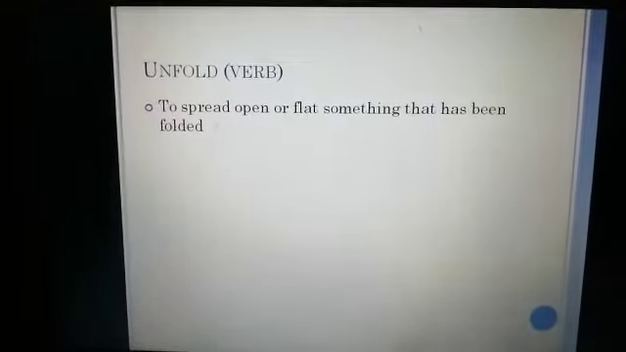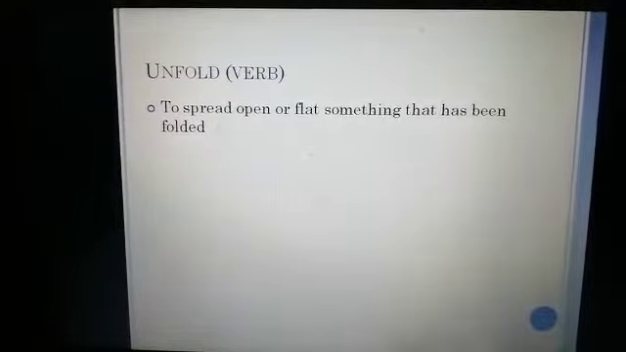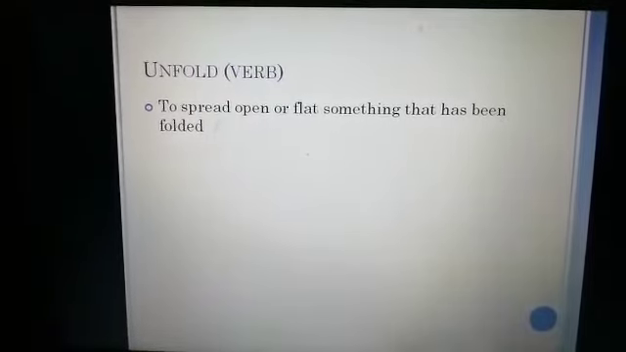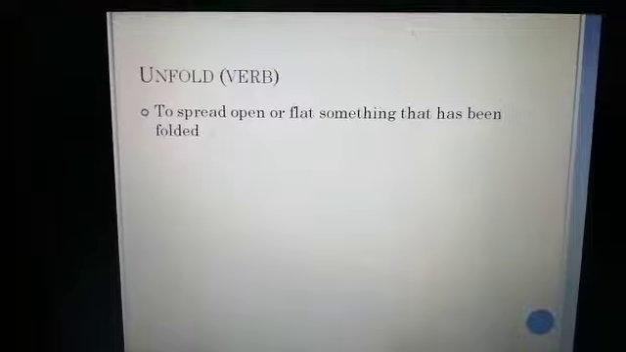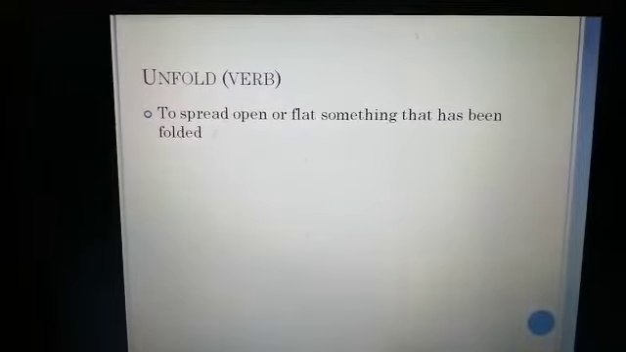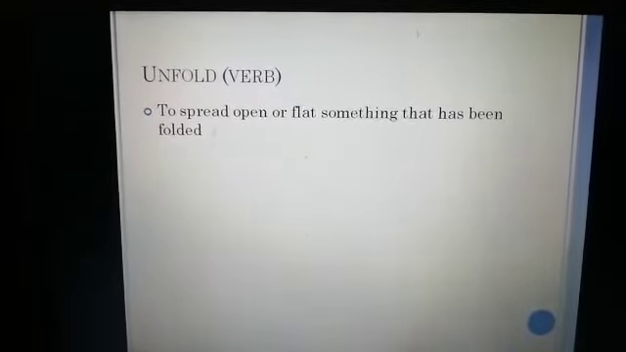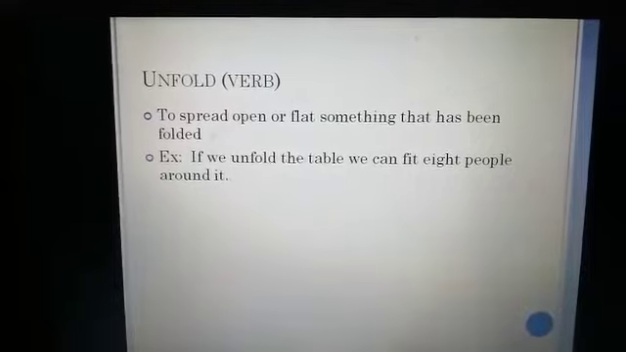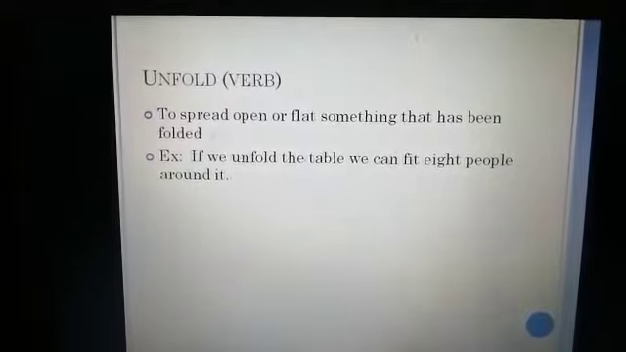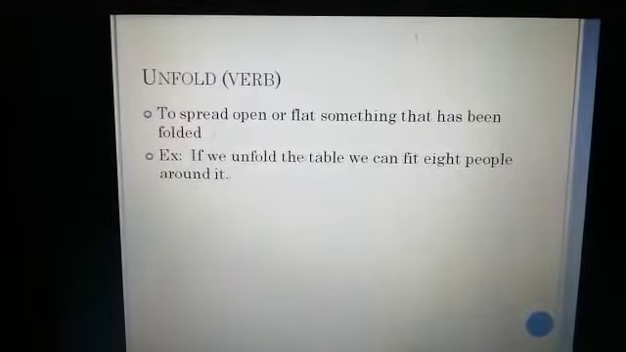Unfold, it's a verb and it means to spread open or to flatten something that has been folded. For example, if we unfold the table, we can fit 8 people around it.